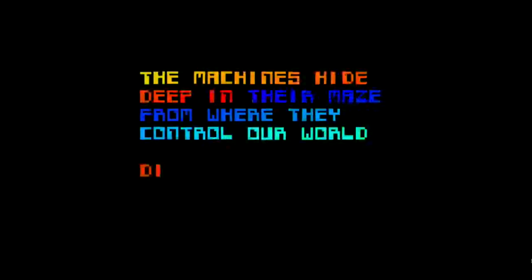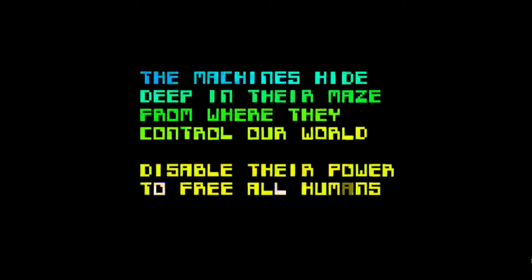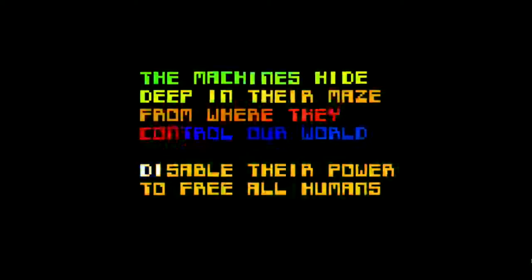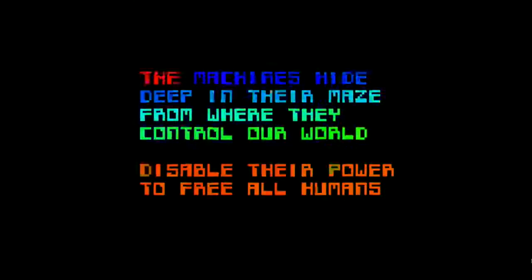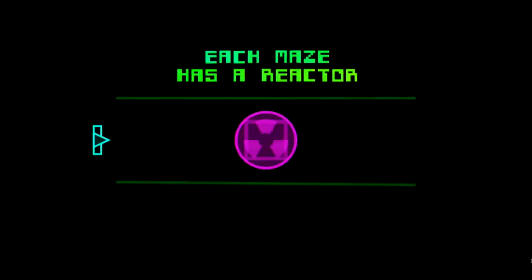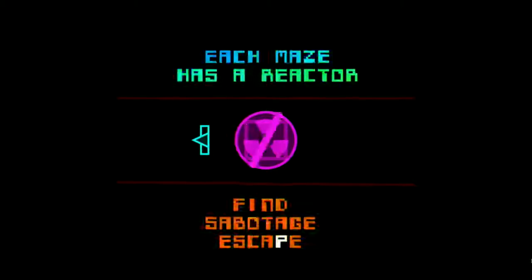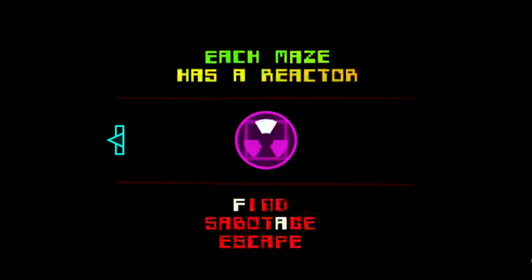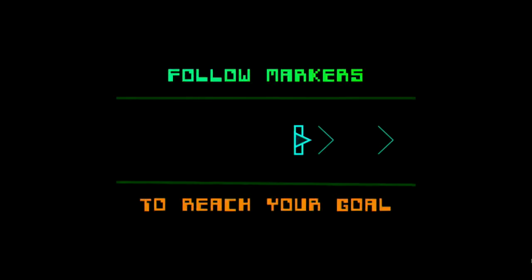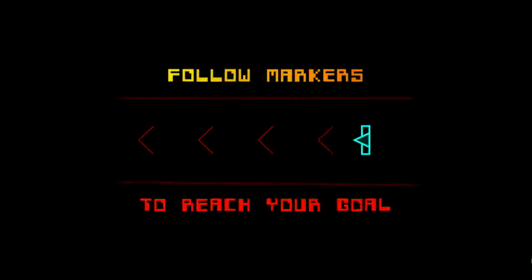The machines hide deep in their maze from where they control our world, disable their power to free all humans. Each maze has a reactor. Find the reactor. Sabotage. Escape. Follow markers to reach your goal.